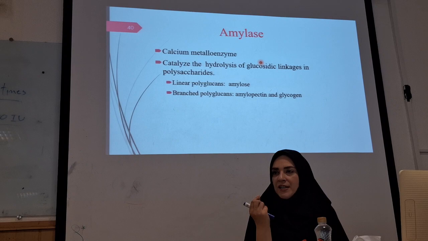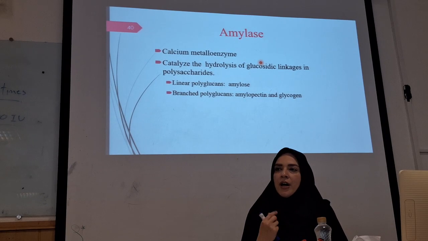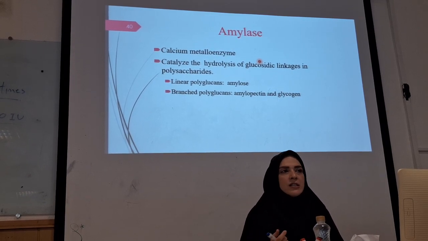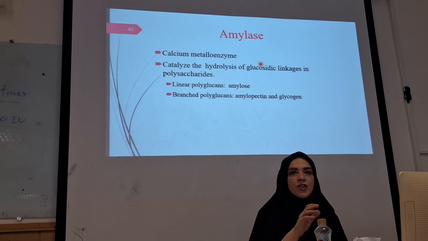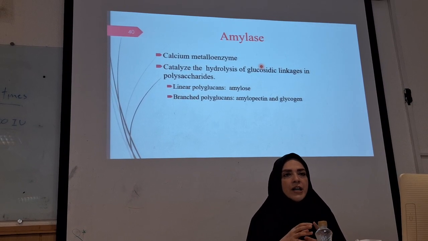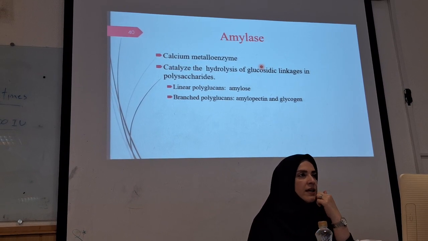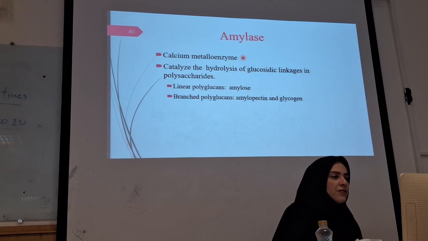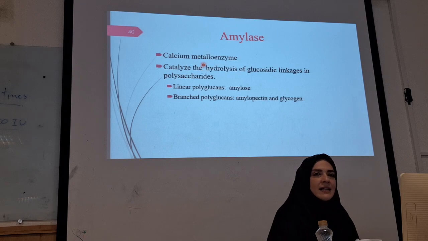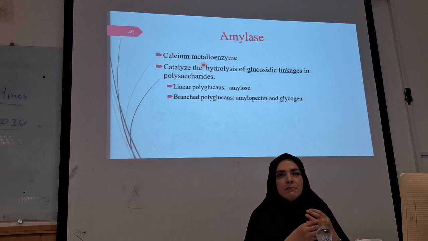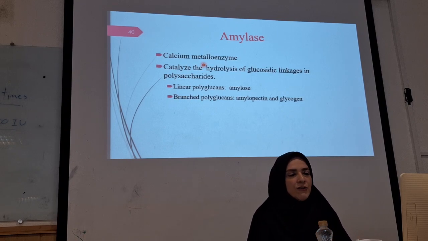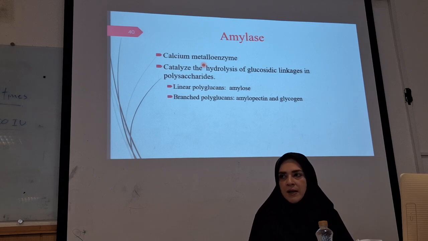This is the first enzyme that starts digestion of the starch. So, the digestion of carbohydrate starts inside the mouth as a result of the amylase. This enzyme is considered a metalloenzyme. What does it mean, metalloenzyme? For example, alkaline phosphatase also is a metalloenzyme. It binds to metals.